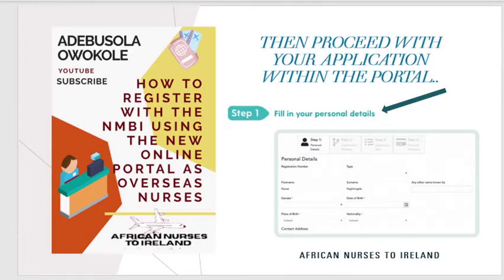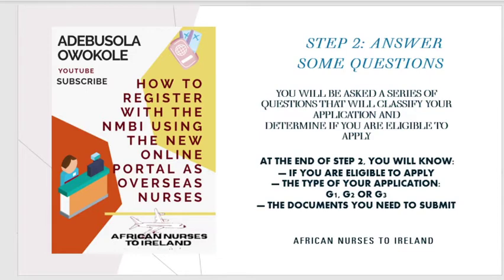Next thing you need to do then, if you are eligible to apply, is proceed with your application within the same portal. Note that you've already logged into the portal, so in your account details, firstly you need to fill in your personal details. That's the very step 1. I'm showing that on your screen. It will ask you different questions about your personal details, such as your name, your gender, your place of birth, contact address, nationality, date of birth, surname, and everything like that. So once you fill that in, the next step is to answer some questions.